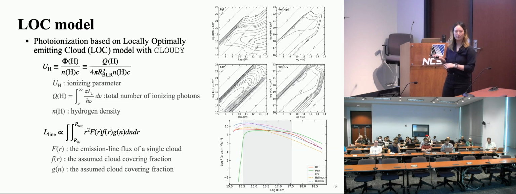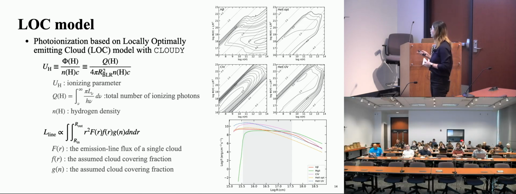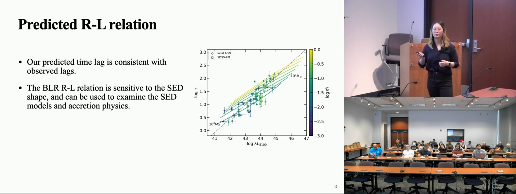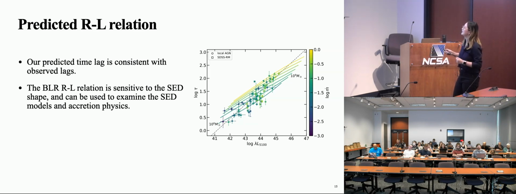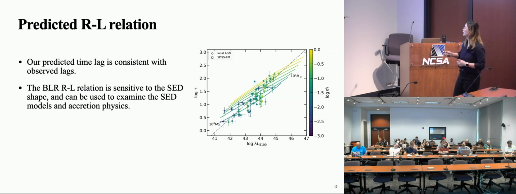And after we get that, we can integrate over the radii and see the total light flux we can receive as an observer. So here's what we have for our relation. The line in the background is what our model shows. You can see that, compared with observed data, they are very consistent with each other.